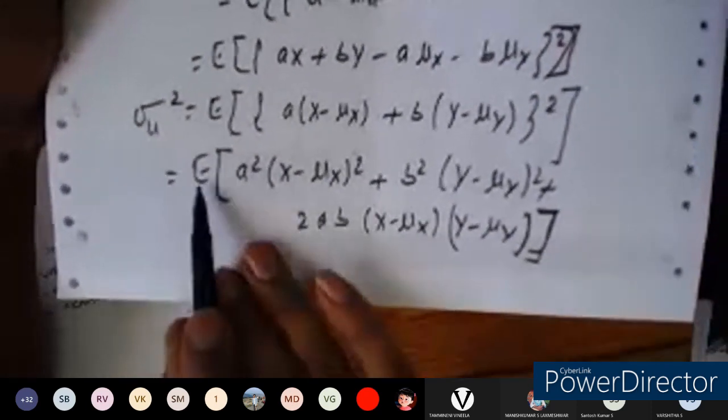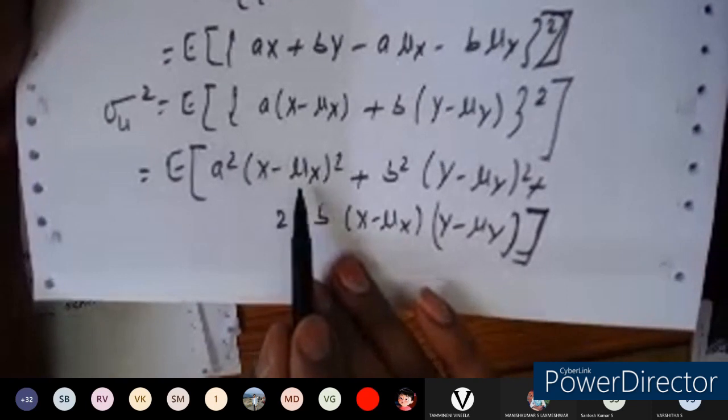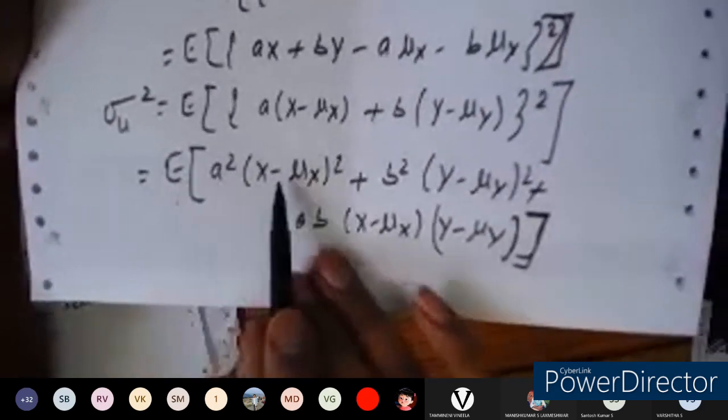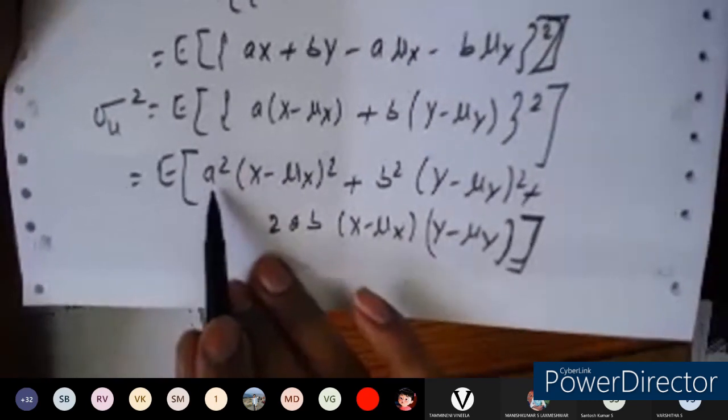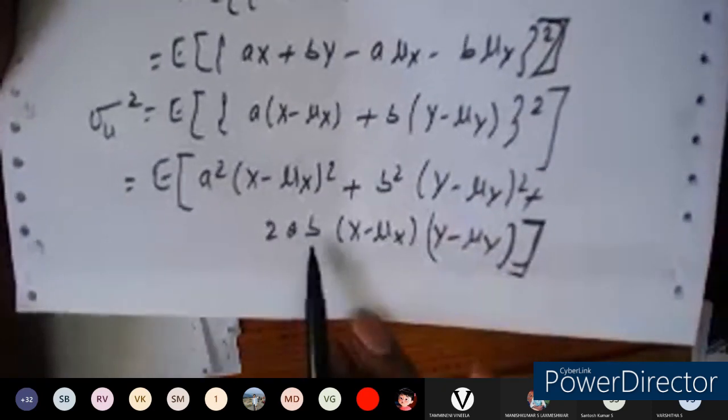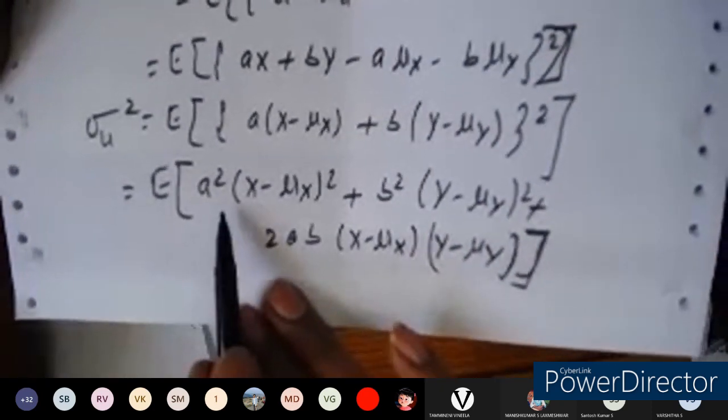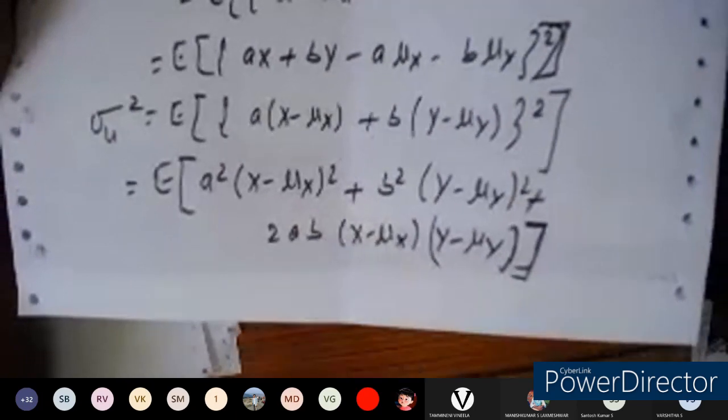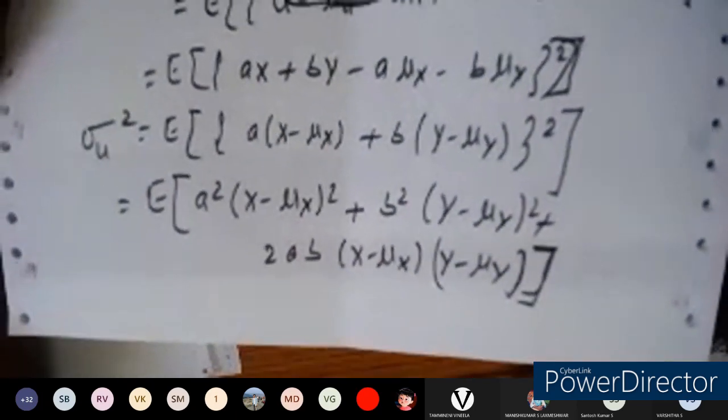Now I'm going to evaluate the expectation for the individual terms. The expectation of the constant a square is the constant, b square is the constant, and 2ab is the constant here. So let us see what we'll get here.